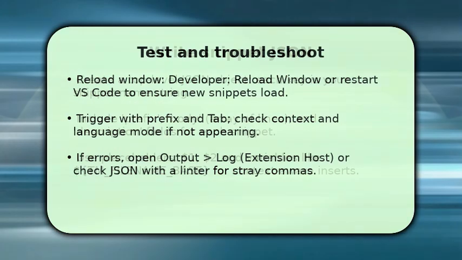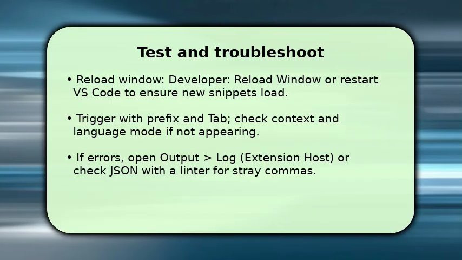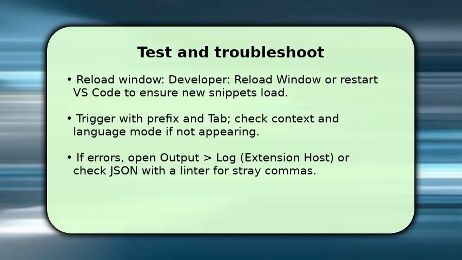Finally, test the snippet immediately. Open a file in the target language, type the prefix, and press Tab to expand. You should see the body and placeholder jumps. If it does not appear, make sure the file's language mode matches the snippet scope, and then use Developer: Reload Window to force a reload.